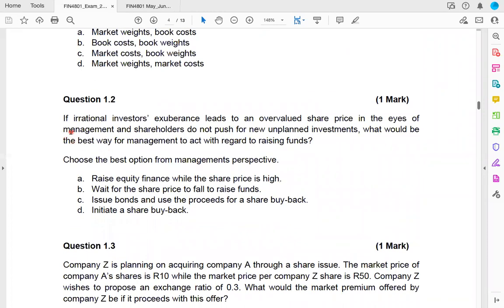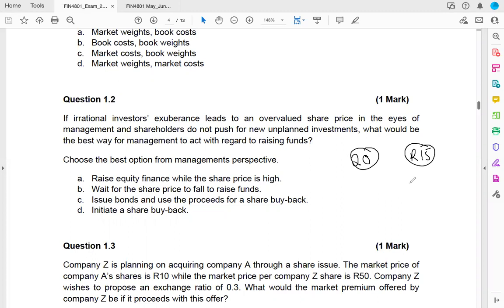Question 1.2 says, if irrational investors' exuberance leads to an overvalued share price in the eyes of management, and management and shareholders do not push for new unplanned investments, what would be the best way for management to act with regards to raising funds? In other words, in this particular case, the shares of the company would be selling for, let's say, 20 Rand, but based on valuations by the company, the shares are actually worth 15 Rand.